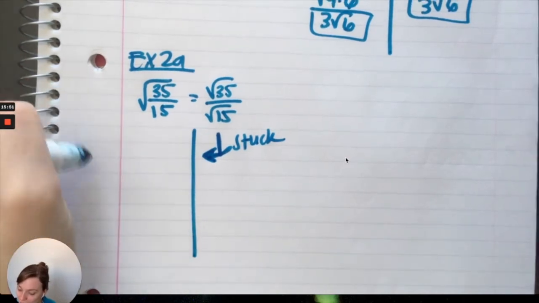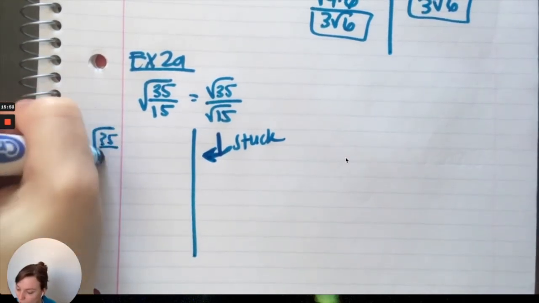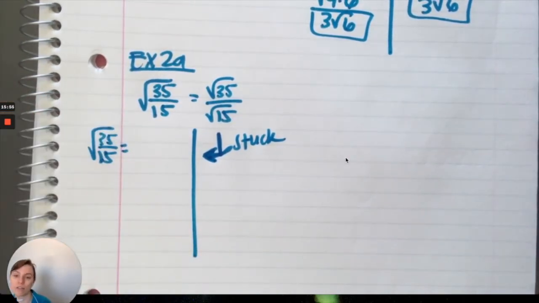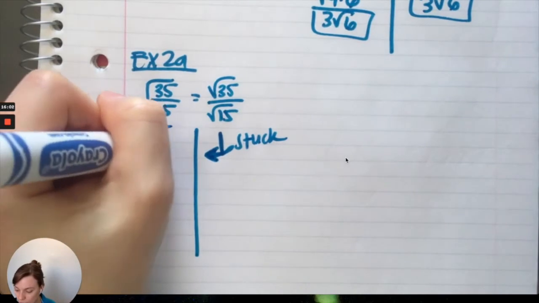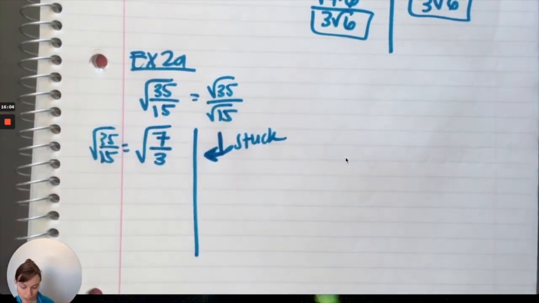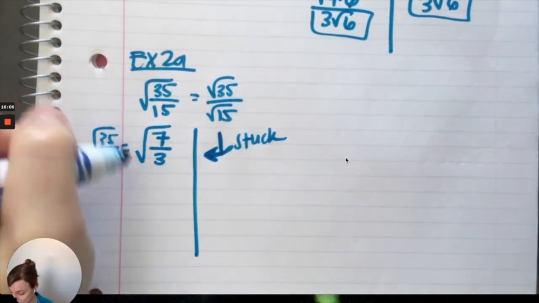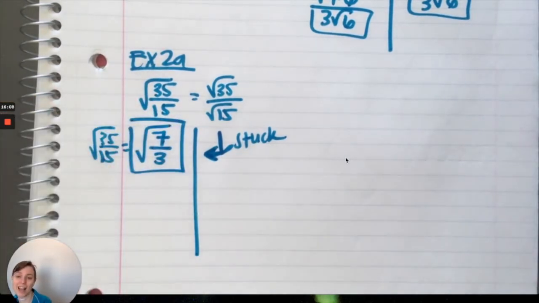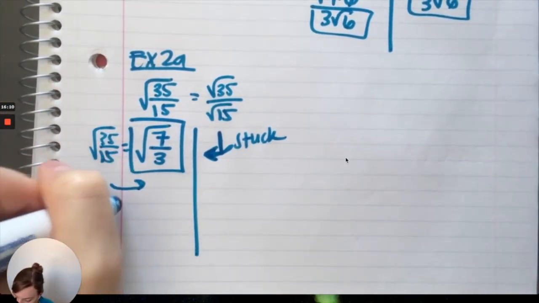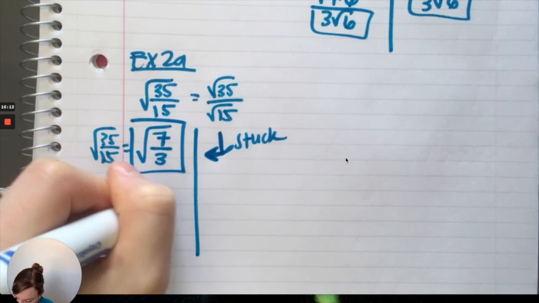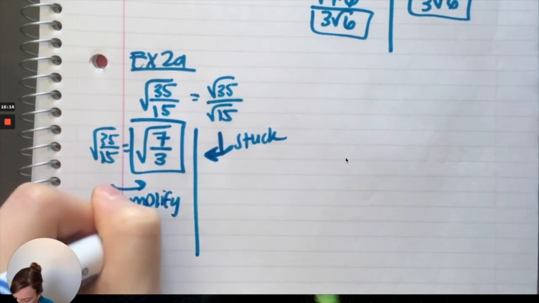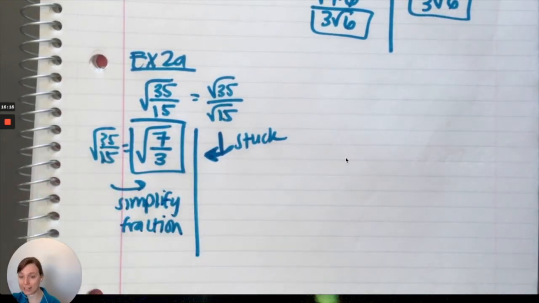And the other method is simplifying it first while it's all in one fraction. So 35 and 15, one of their factors they shared was 5. So that's going to give us a square root of 7 over 3. And that's as simplified as it gets. Done. So this method was simplifying the fraction as a whole, all in one radical as a fraction.